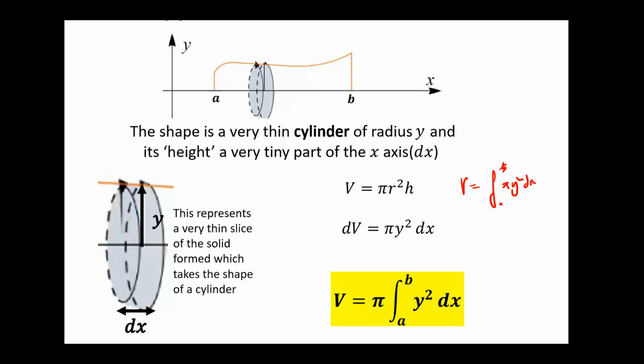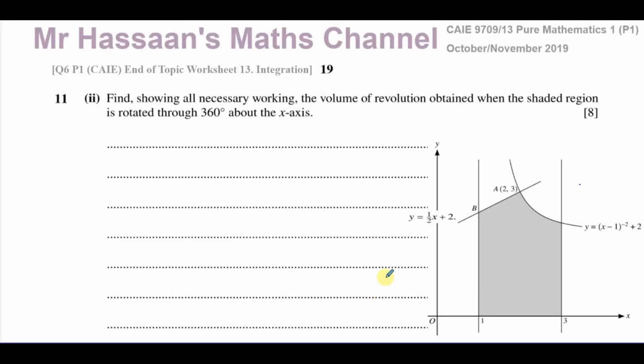revolves around the x-axis. Okay, so now we've understood hopefully why this formula, the volume of revolution, is equal to pi times y squared dx between the limits of a and b, will tell us the volume of revolution of a solid, okay, when this area is rotated around the x-axis. Hopefully that will give you understanding of why that gives us the volume of revolution.